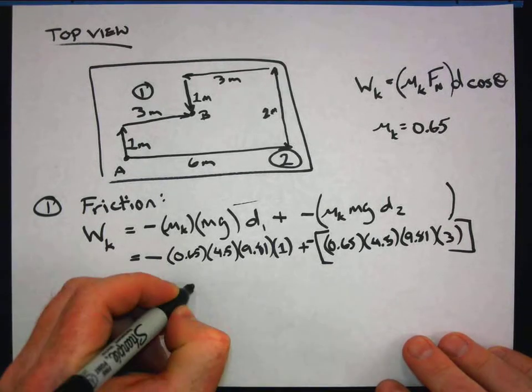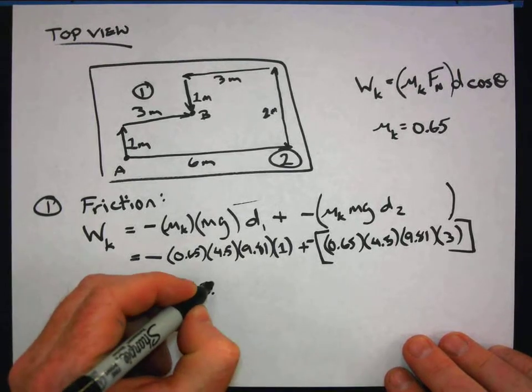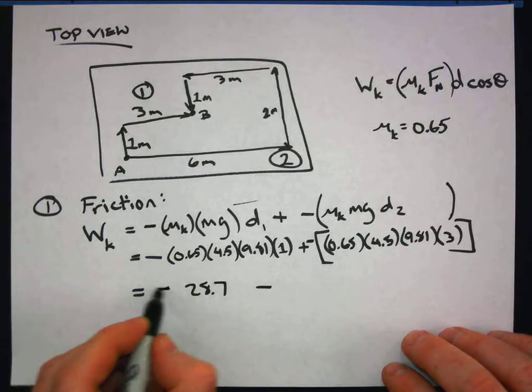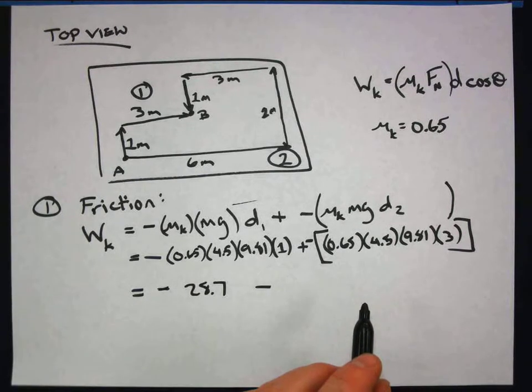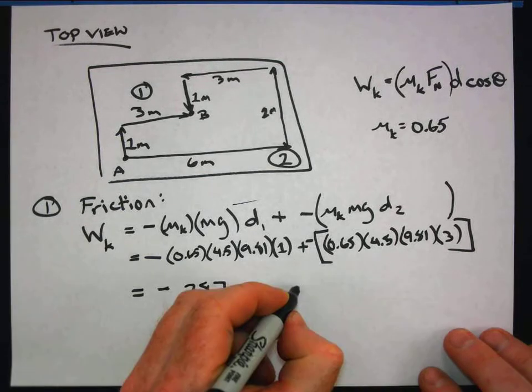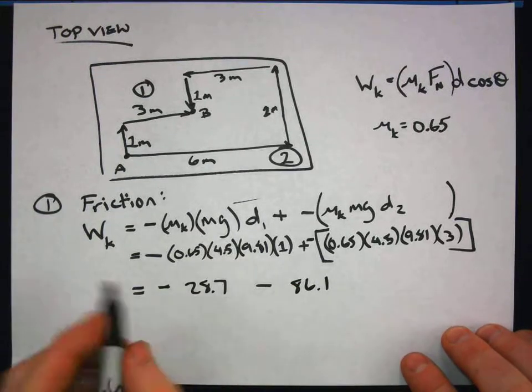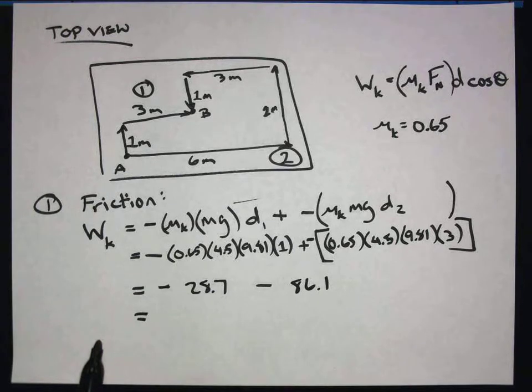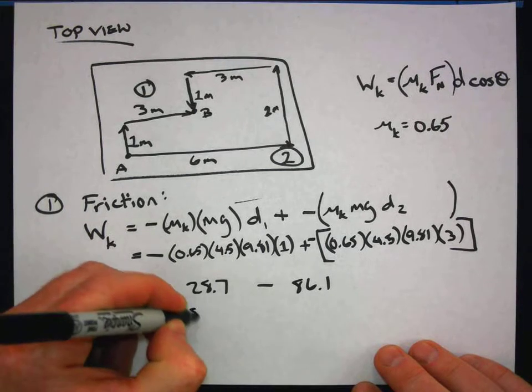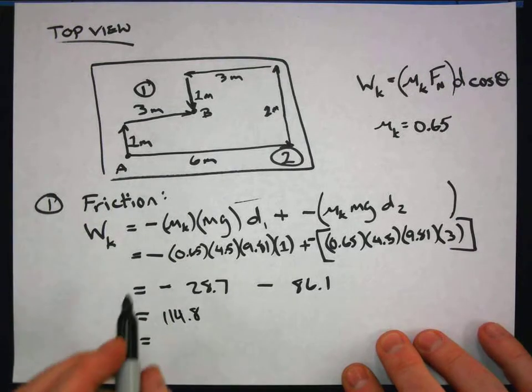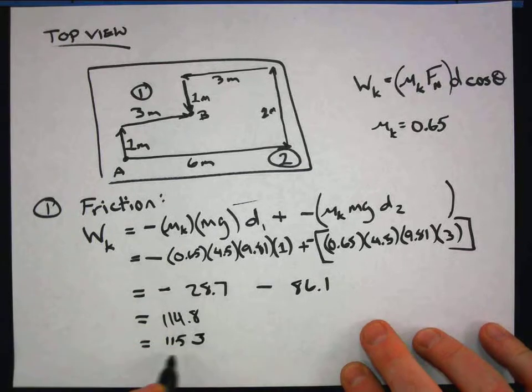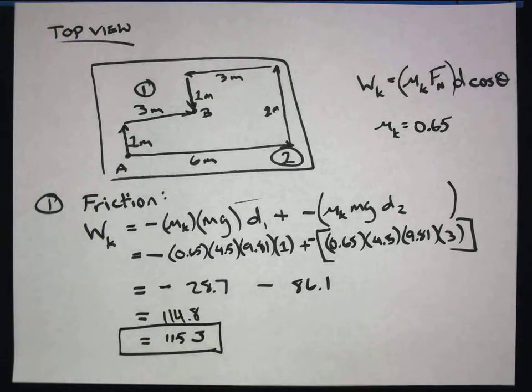I'm going to do this in two parts to keep my own sanity at the moment. I have a negative 28.7, and for here, $86.1, and the total across this first pathway $114.8, and really for sig figs, I'm looking at 3 sig figs, 115 joules of work across pathway number 1. That was page 5, sorry.